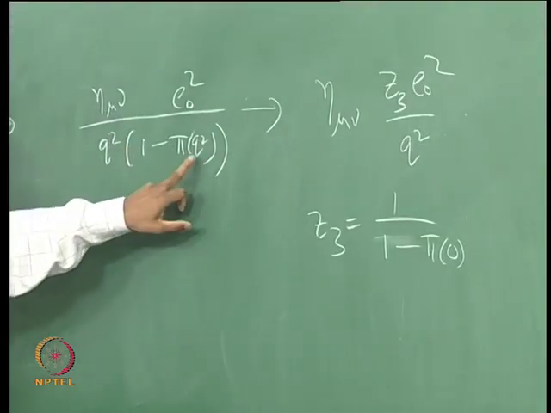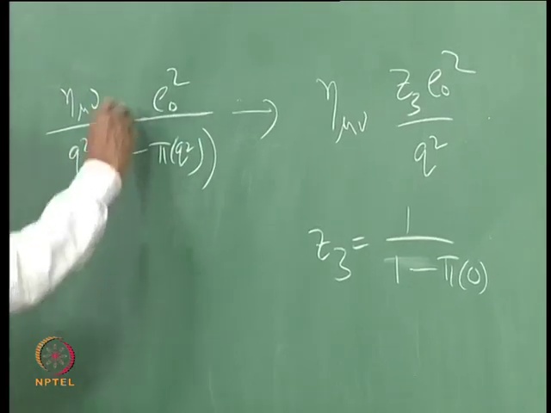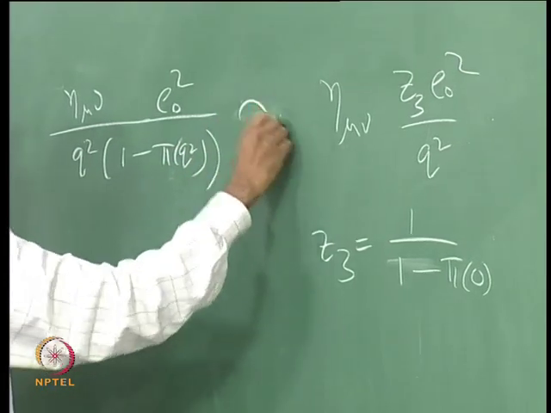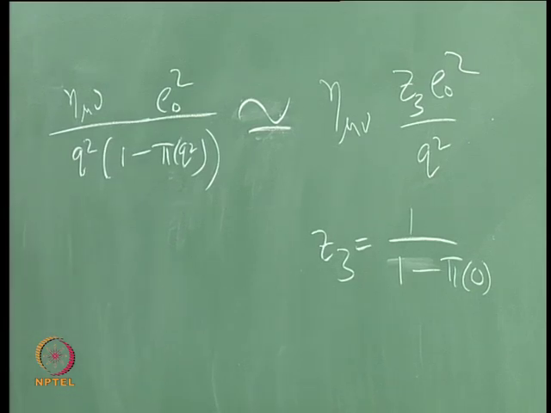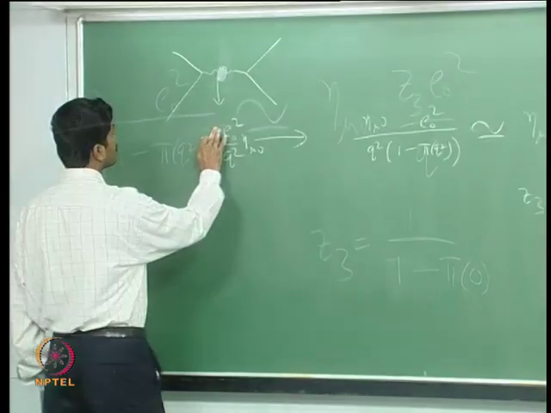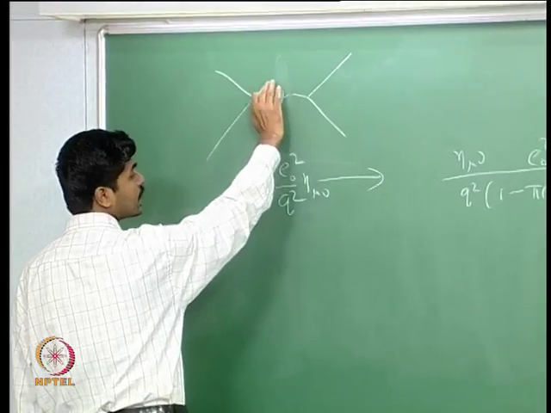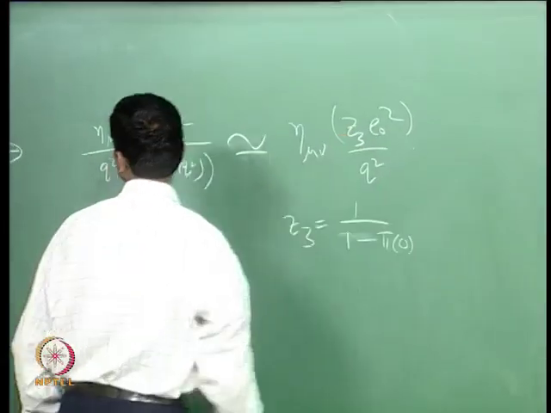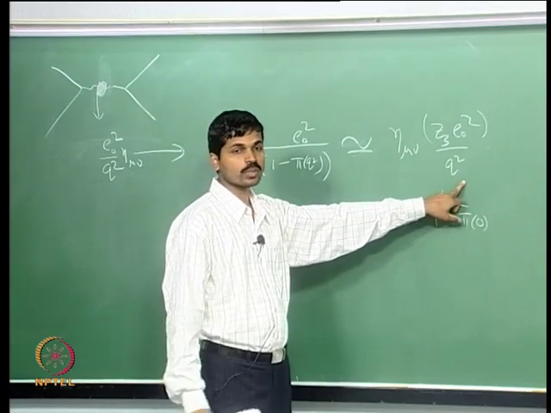So, suppose you are evaluating this near q squared equal to 0, then you can simply replace pi of q squared by pi of 0, and I will define Z3 to be 1 over 1 minus pi of 0. So, this quantity is nearly equal to this when q squared is small. So, the role of these quantum corrections: instead of simply e0 squared eta mu nu, which you get at tree level, when you include quantum corrections you get Z3 times e0 squared eta mu nu divided by q squared.